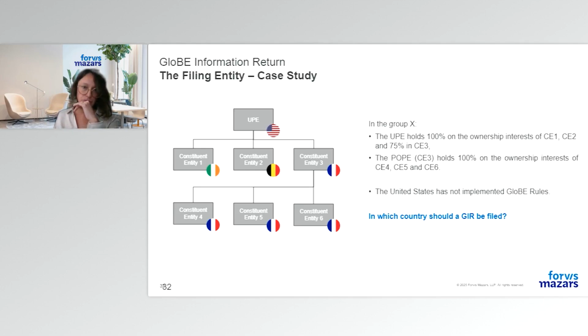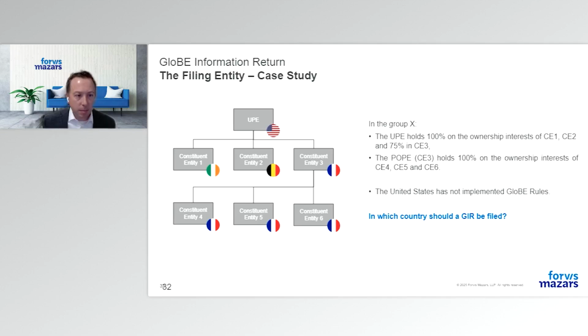And the benefit of that, just to clarify, is that if we have the ability to file in a country that has competent authority agreements, then that could eliminate the need to file in other countries, at least the GloBE information return. So, this is for U.S. headquartered companies here. There's still going to be a GloBE information return that has to be filed, right?